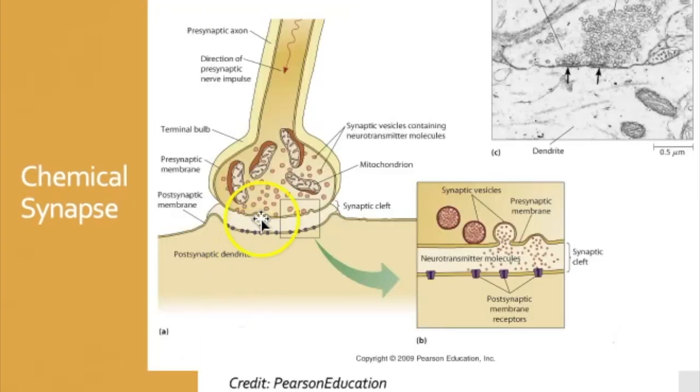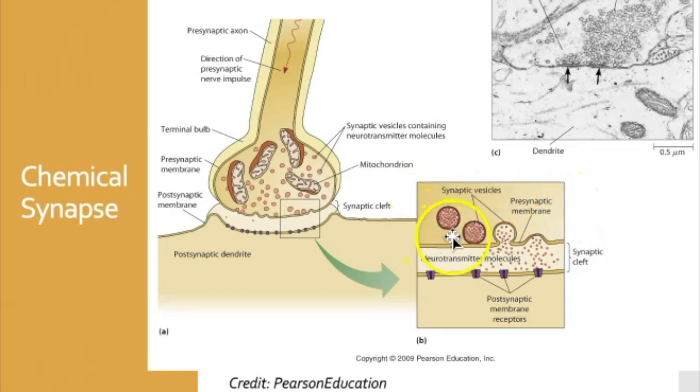Chemical synapses are much wider than electrical synapses are, relatively speaking. Chemical synapses use a chemical called a neurotransmitter to send the signal from the presynaptic cell to the postsynaptic cell. That chemical gets released from the terminal bulb inside the axon and then travels across that synapse where it then binds to receptors on the postsynaptic cell. And that's what they're showing us here in this blown up image.